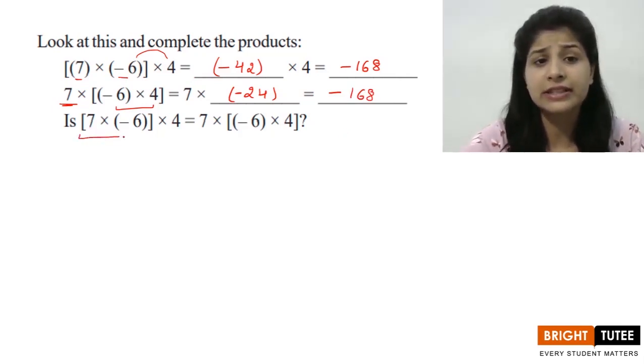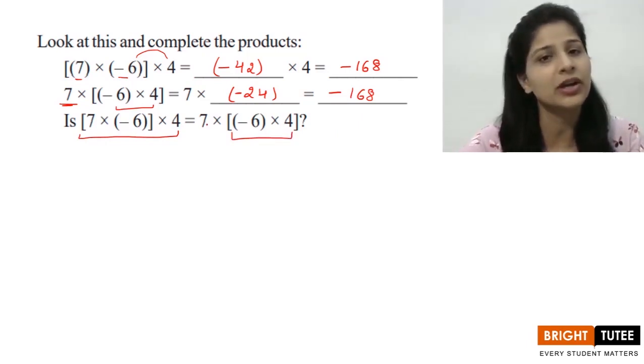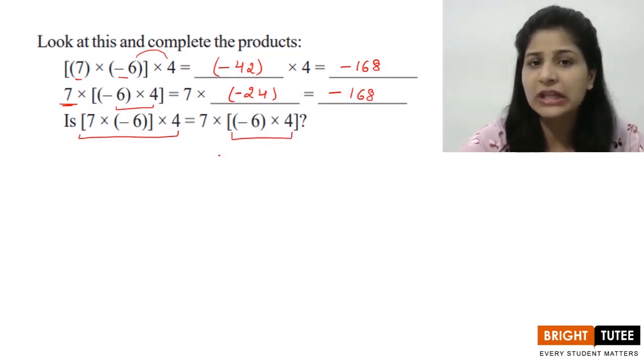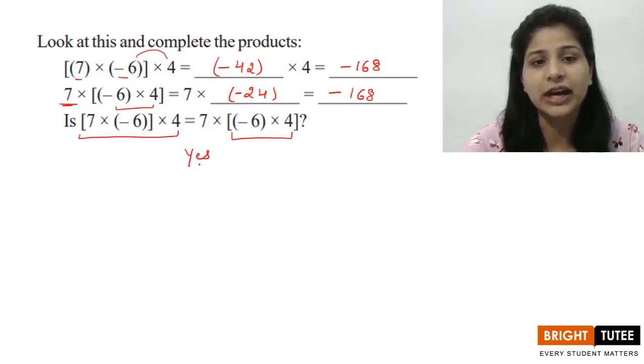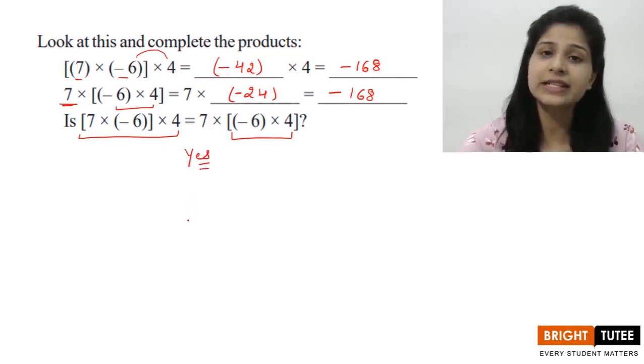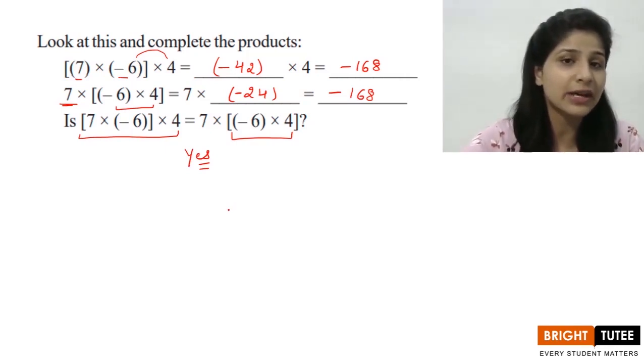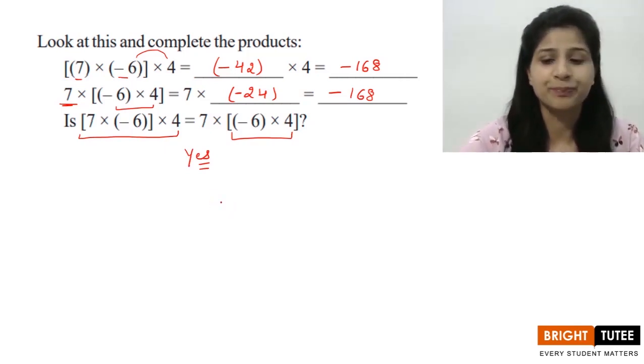So is this, that means we multiplied 7 and minus 6 and the product with 4. Or we do this, we multiply minus 6 and 4 and the product with 7. Are they both equal? Yes, they both are equal. So the next example also we have tried and it is coming out to be same.